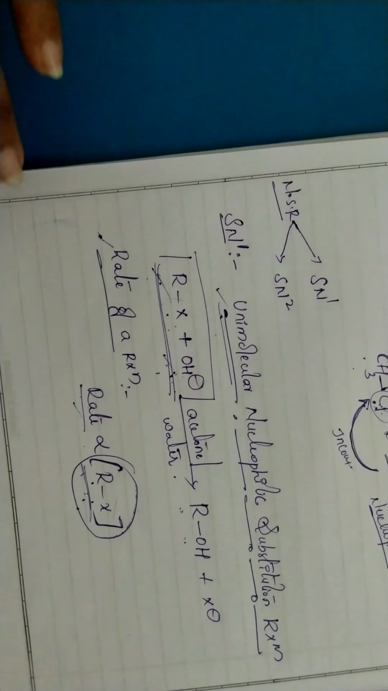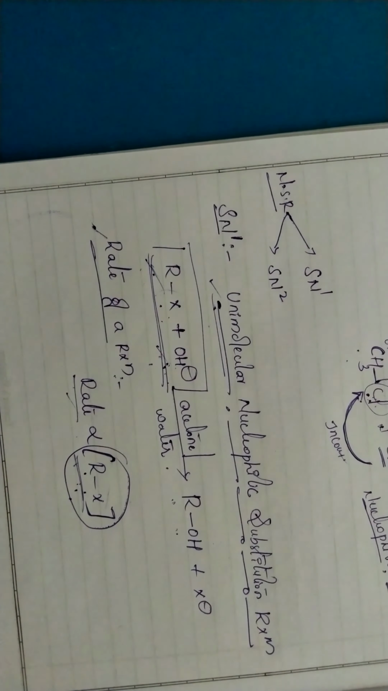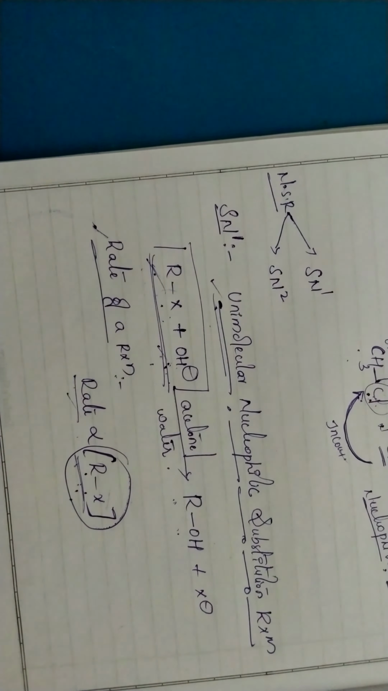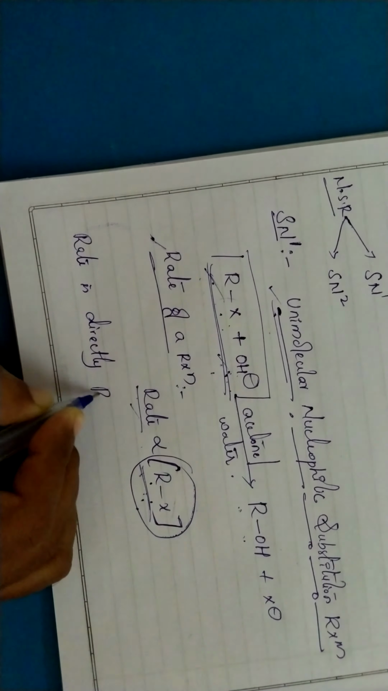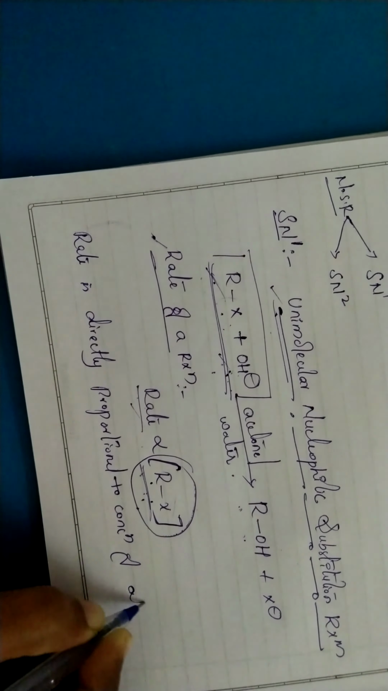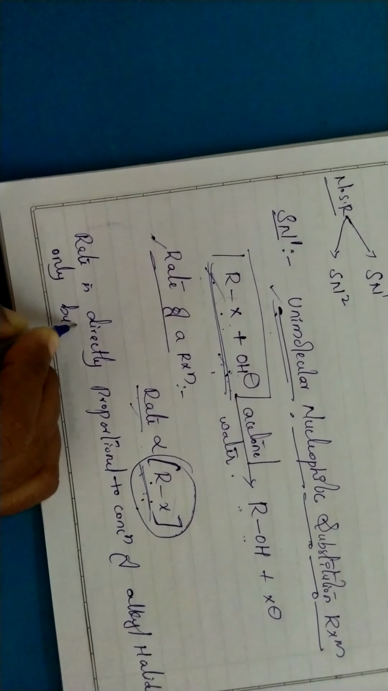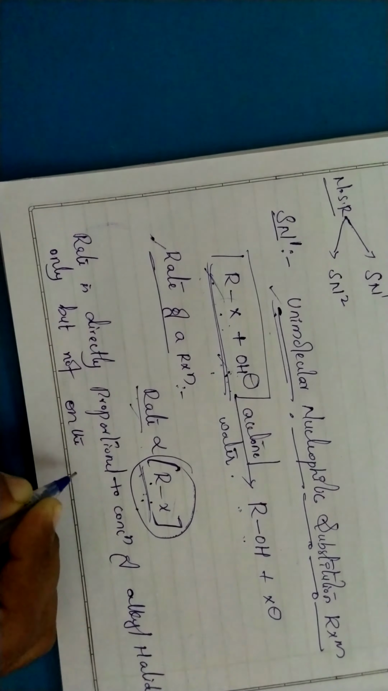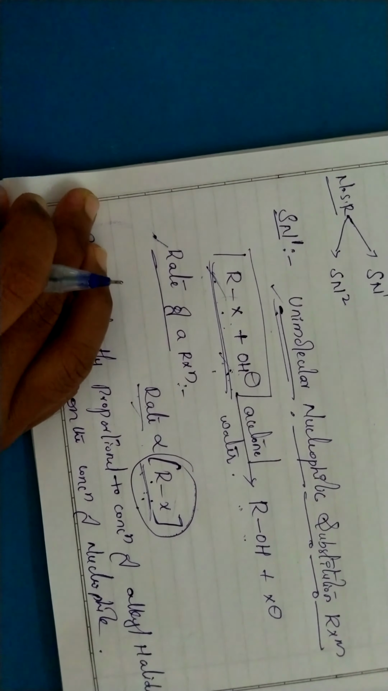So now we can define. What is SN1? If the rate of a reaction depends only on the concentration of alkyl halide, that is called a unimolecular nucleophilic substitution reaction. So I am writing here: the rate is directly proportional to the concentration of alkyl halide only, but not on the concentration of nucleophile. It is called unimolecular nucleophilic substitution reaction.